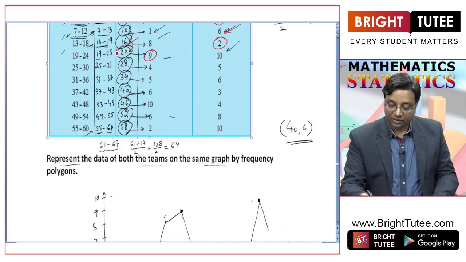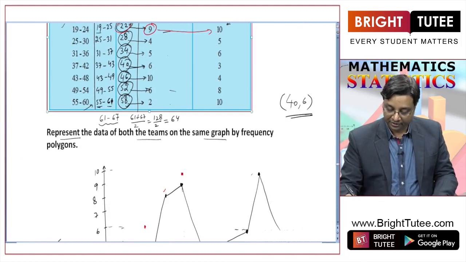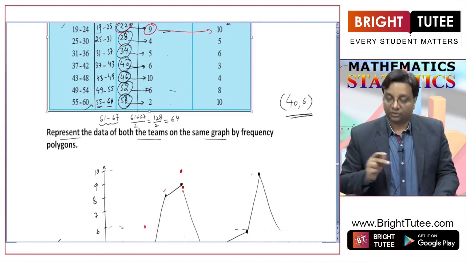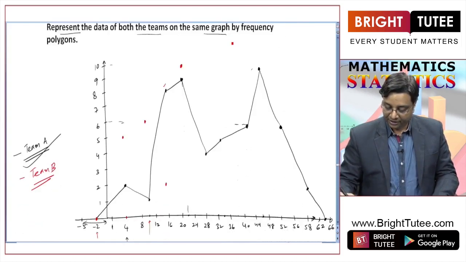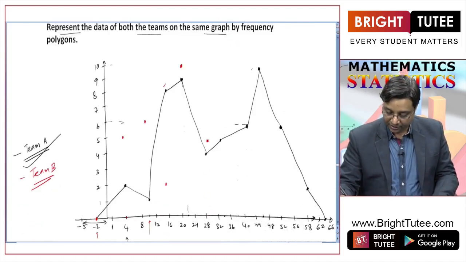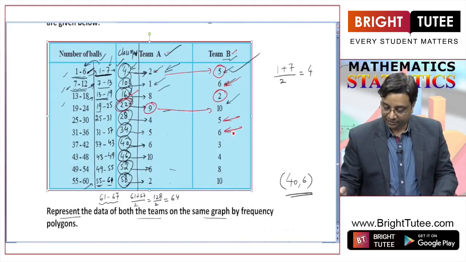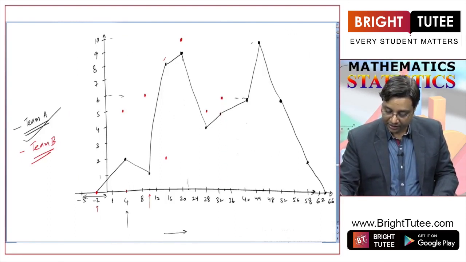Corresponding to class mark 22, we will have 10 as our height. So 22 is already marked for this, right? So now I just have to see the height. It will be 10 in this case. So the point will be here above the black point, right? Which was for team A. Next height is 5. So it will be this. And the next height is 6. So it will be above this point. That is this.